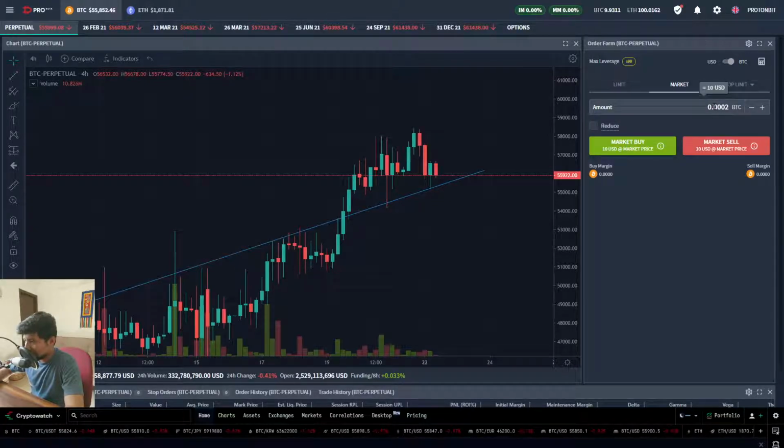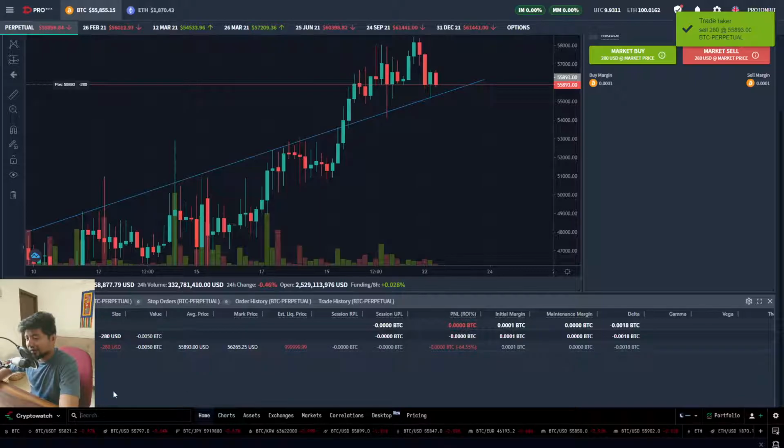For example, in this case, I'm going to go ahead and market short. All right, so let's try to market short this amount of BTC, which is going to be $280 right now. If I go for a market sell, it would get me into a position in the market. Now this position worth 280 USD is going to be getting 0.02% of this size, of the $280, every 8 hours. That is going to be settled in Bitcoin. So that is your funding.